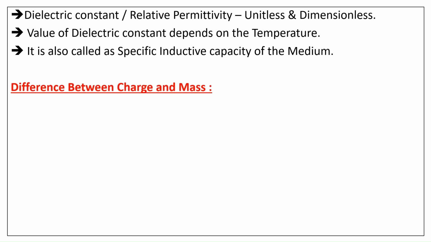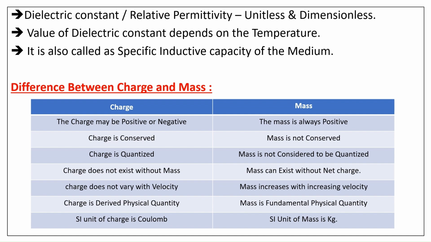Difference between charge and mass. Charge and mass. 1. The charge may be positive or negative. The mass is always positive. 2. Charge is conserved. Mass is not conserved, because mass can be converted into energy and vice versa. 3. Charge is quantized. Mass is not considered to be quantized. 4. Charge does not exist without mass. Mass can exist without net charge.